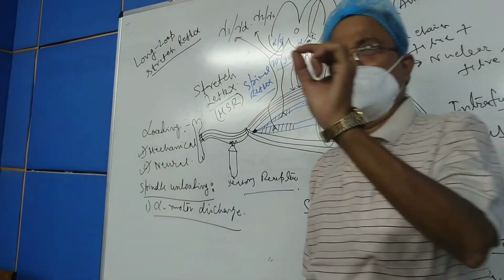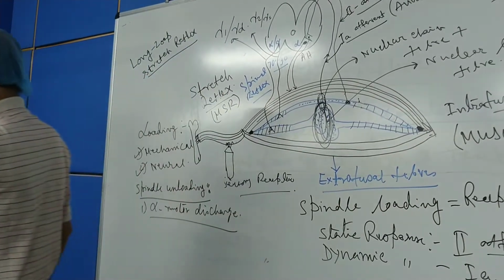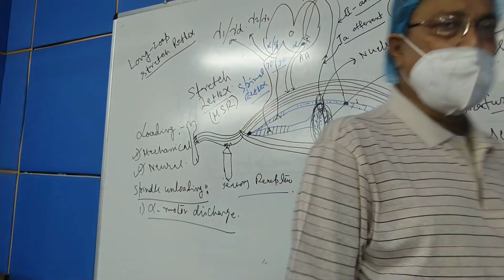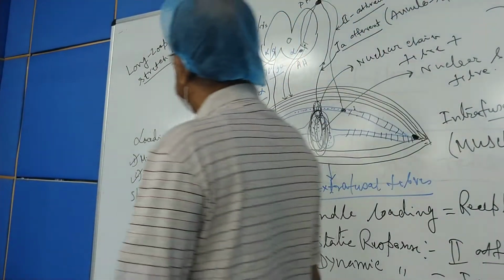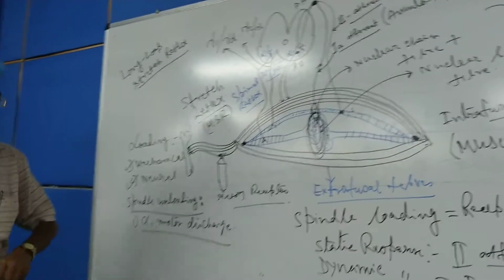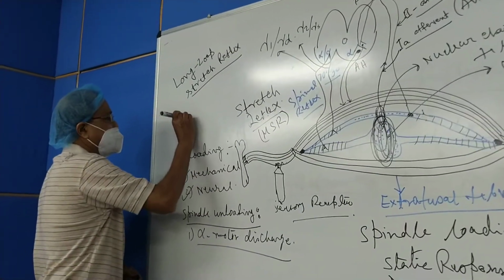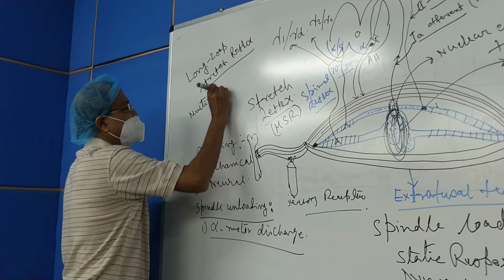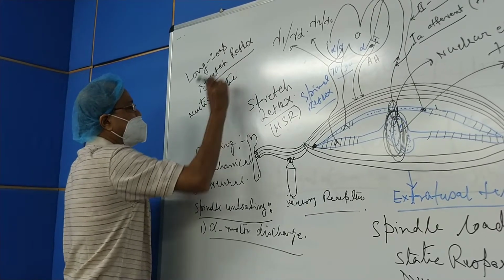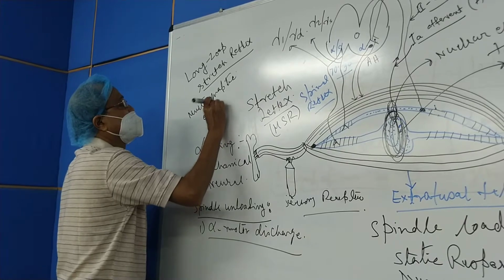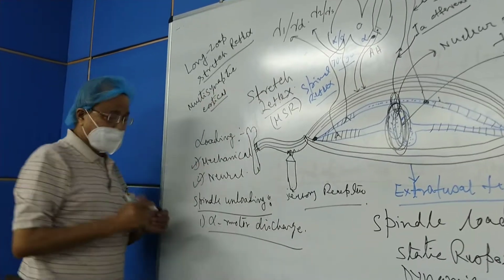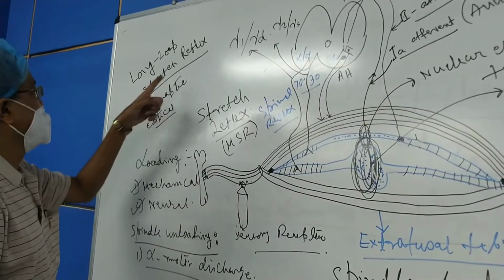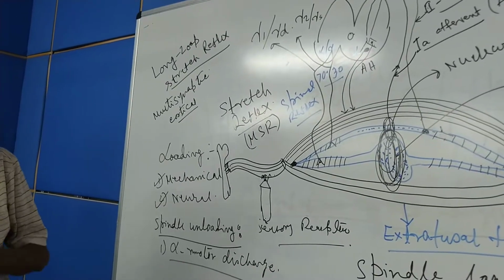That is important. You just know about this reflex, not so important for your purpose, but still you shall have to know because they may ask you at the time of examination. So long loop stretch reflex is another stretch reflex which is multisynaptic. This is monosynaptic spinal reflex and this is multisynaptic cortical reflex.